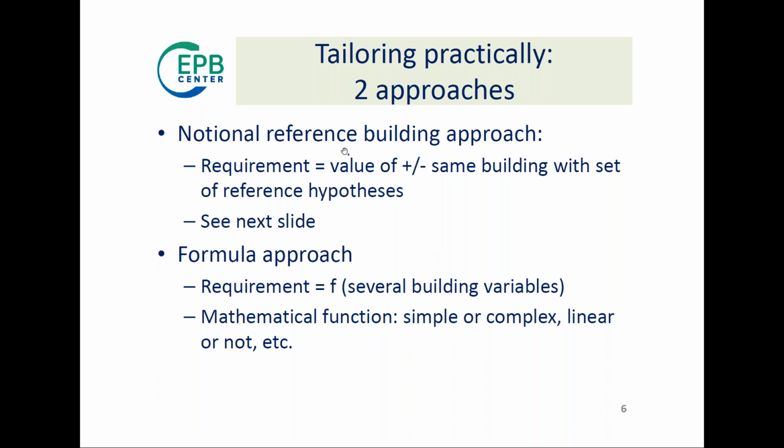One is called the notional reference building, where the requirement is the value of more or less the same building with a predefined set of reference hypotheses, as Dick has already illustrated for a small building, and as I will show immediately once more. The other approach is to use a mathematical formula where the requirement is then a function of building variables like the size and the shape and ventilation rate and other possible parameters. And this mathematical function can be very simple, linear, or complex with exponents, etc., to fit well with the calculation methodology.